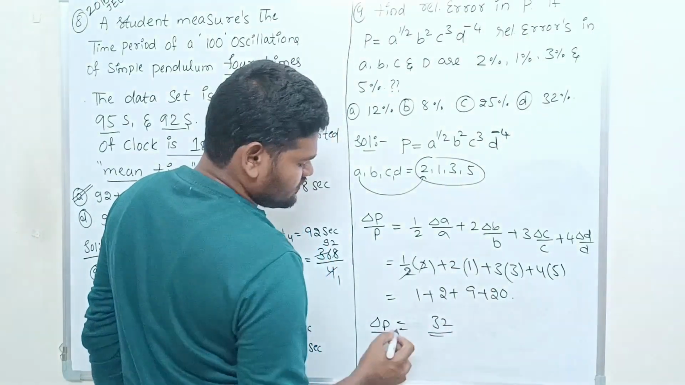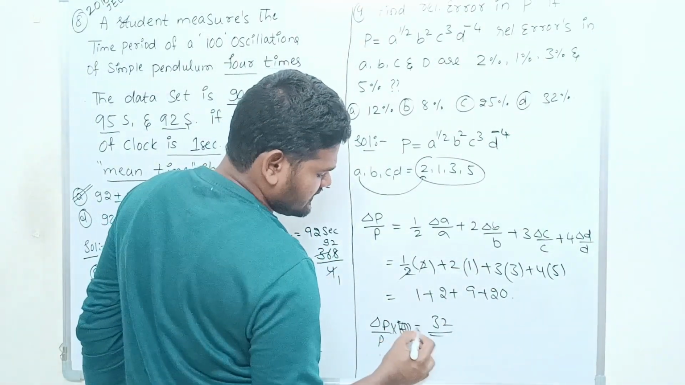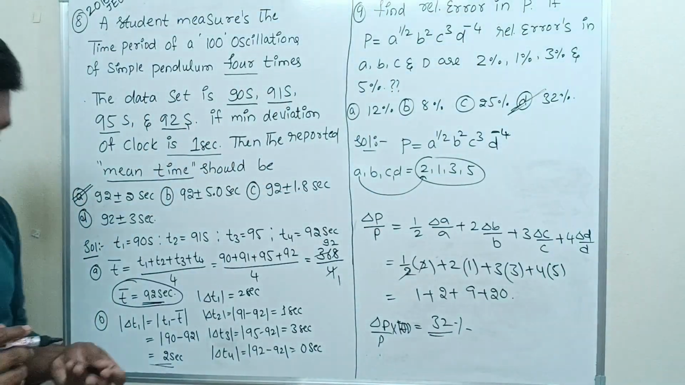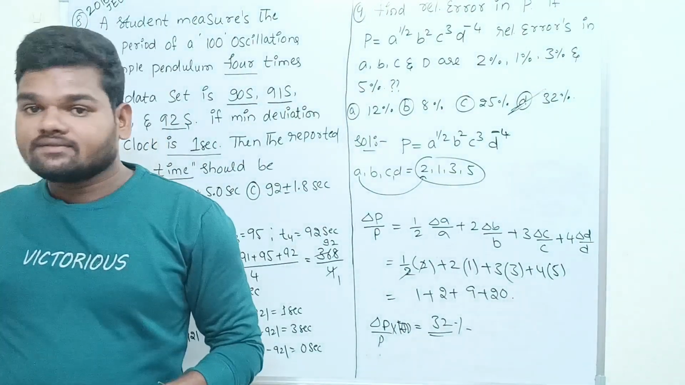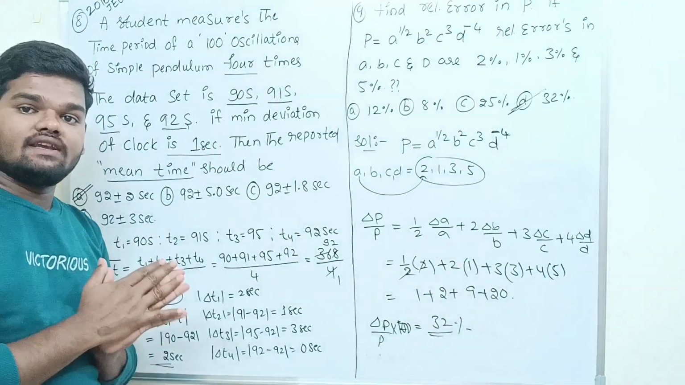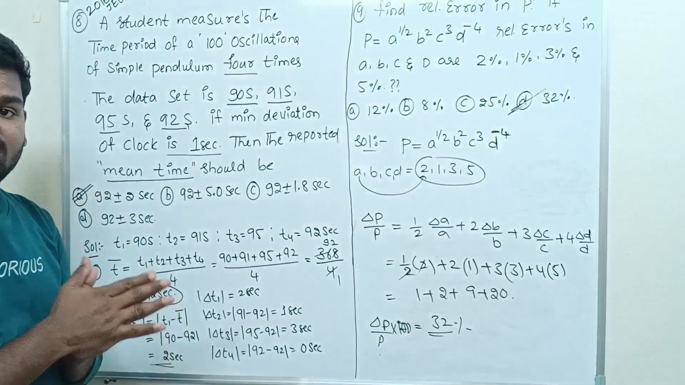percentage. If you make a into 100, you will get what? 32 percentage. Option D is correct. Are you getting? Right. So pause the video and write the solution. 3, 2, 1, go.